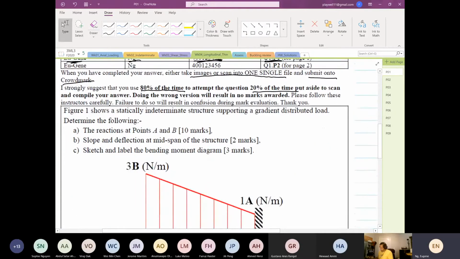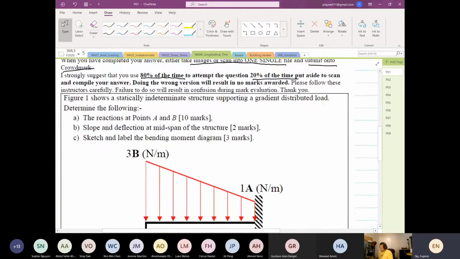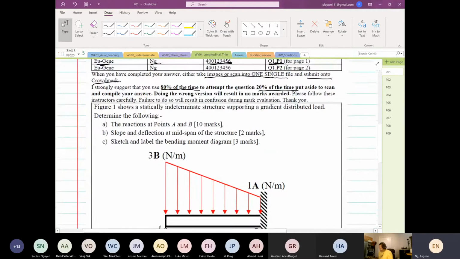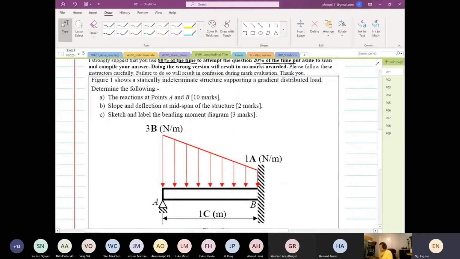Right. So how does a question work? This is not the question that you will get, but this is the structure that you see. All of you will receive the same figure. I want you to take note of this. Over here you see 3B. Over here you see 1A. And over here you see 1C.